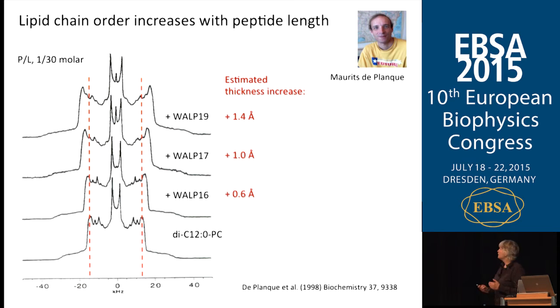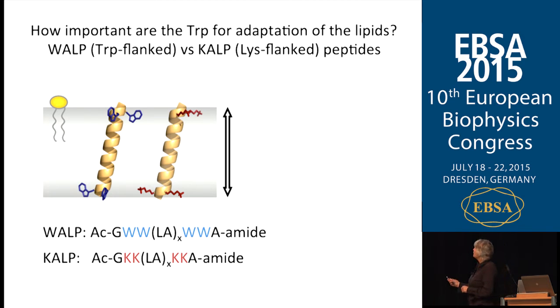Now, what can we learn from this? For example, you want to know about the tryptophans. They are at the interface, they have a strong interaction with the interface. Is it the tryptophans that are important for this stretching? If you want to know this, what do you do? You can replace the tryptophans by lysines, for example. So instead of a WALP peptide with the tryptophans, we now have a KALP peptide with lysines. Does such a peptide have the same stretching effect?